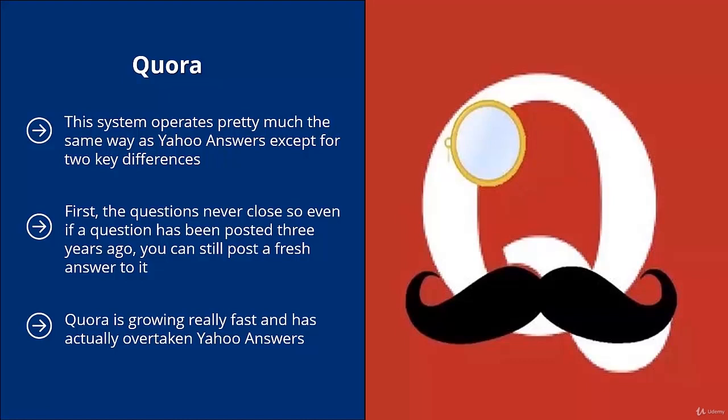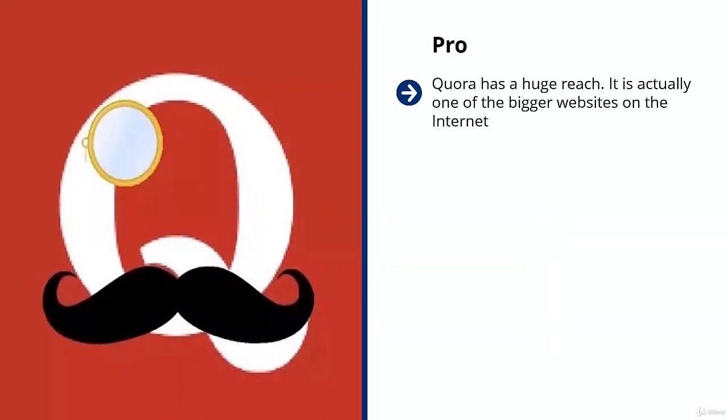It's not uncommon for people who keep posting the same link over and over again to get their account deleted and all their links removed. Pro, Quora has a huge reach. It is actually one of the bigger websites on the internet. You can pretty much find all sorts of questions related to a range of niches. By doing extensive research on this platform, you can find all questions related to your niche.